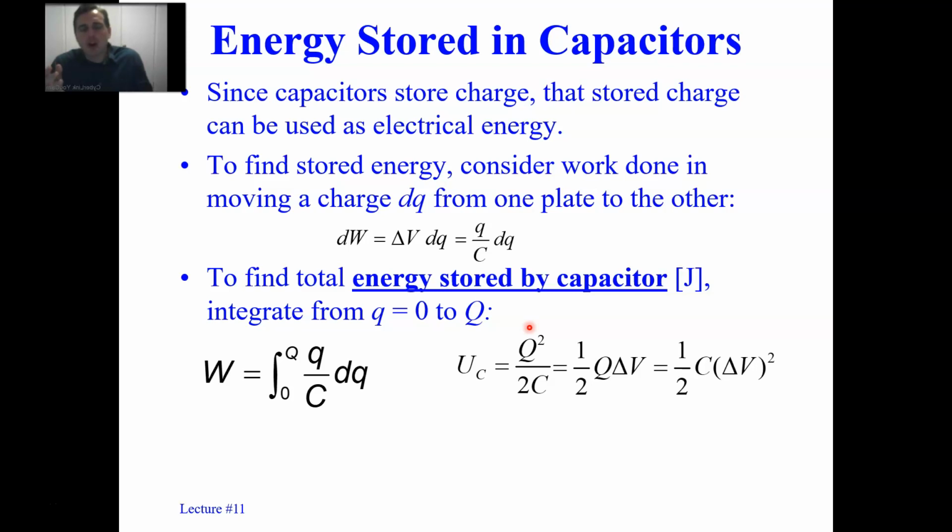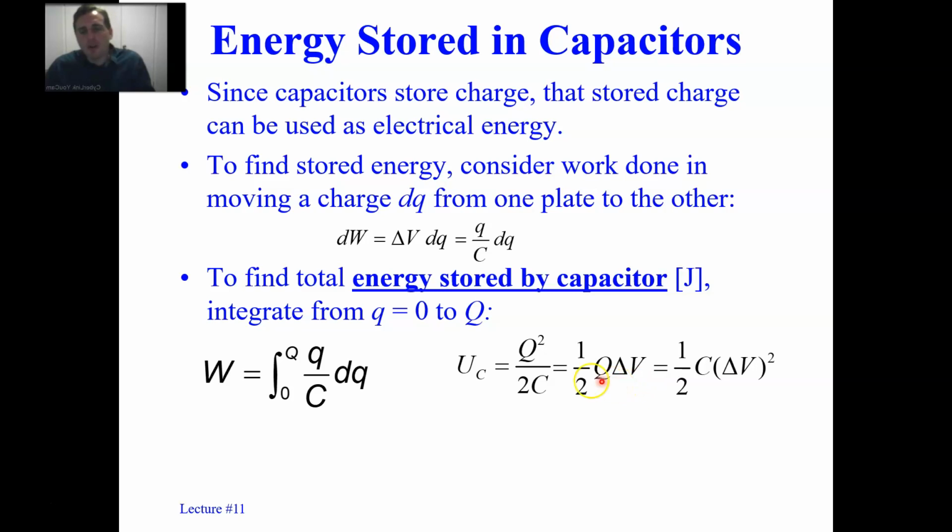Suppose instead we know the voltage across the plates and the charge. Well, capacitance is Q over delta V. So 1 over capacitance should be delta V over Q. So one of the Q's goes away, you get a delta V, and you get a 1/2. So 1/2 Q delta V is also the electric potential energy stored by a capacitor.